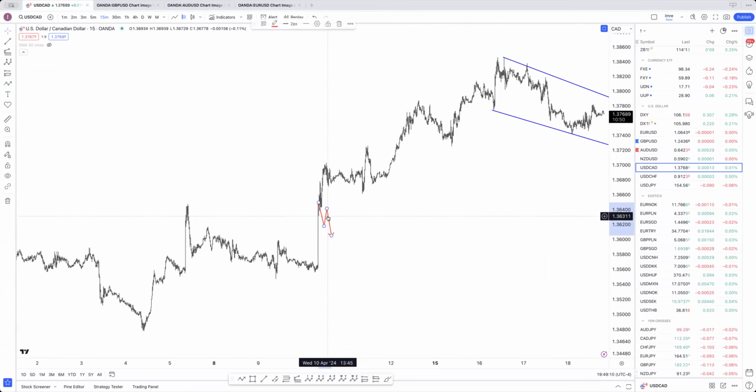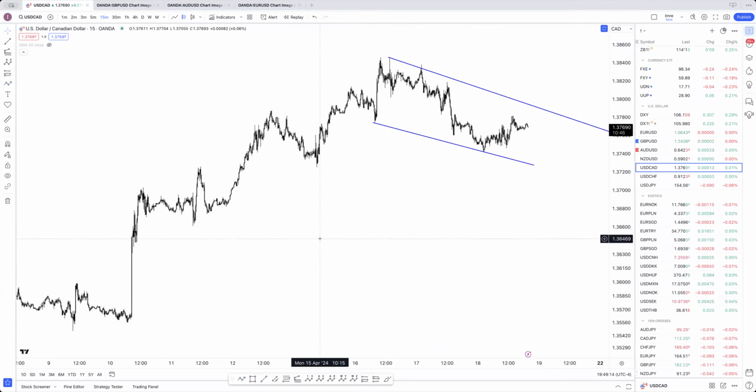So just make sure that my one key filter for these patterns, to measure their maturity, is: has there been inducement? Here, there was inducement right here. Okay, so you can see there was inducement there.